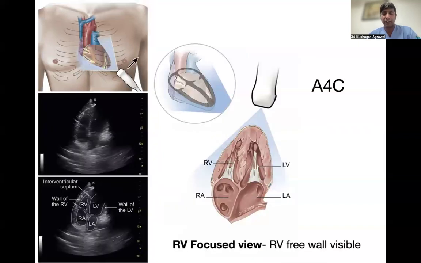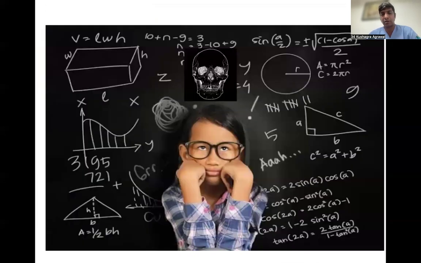Another window which is very important is the apical four chamber window. On the left side is the left ventricle and left atrium. On this side is the right ventricle and right atrium. But the catch is that we need to focus more upon the right ventricular free wall. So an RV-focused view is required to assess right ventricular function.